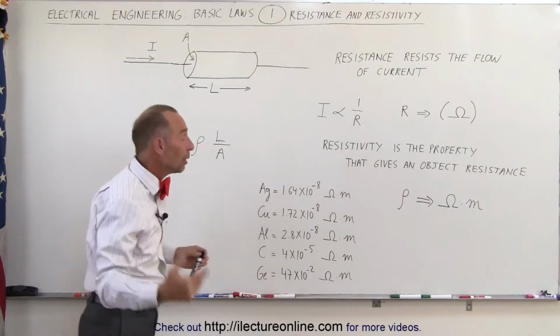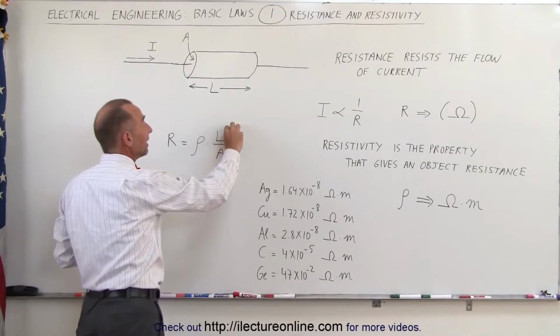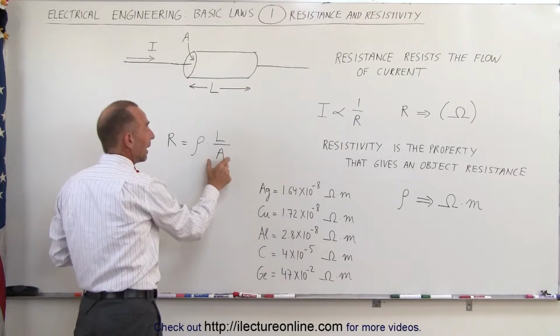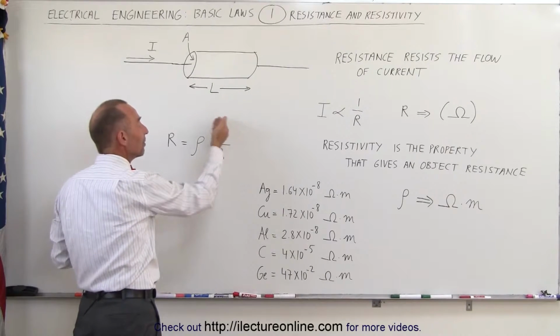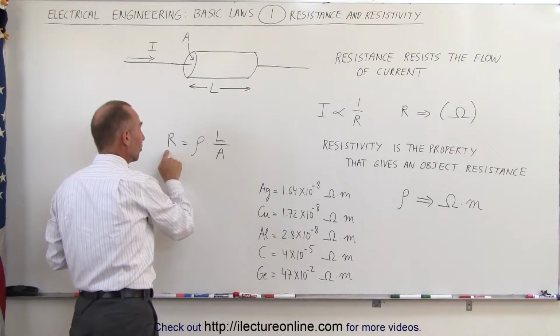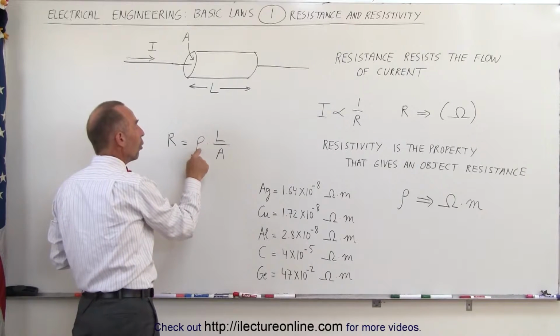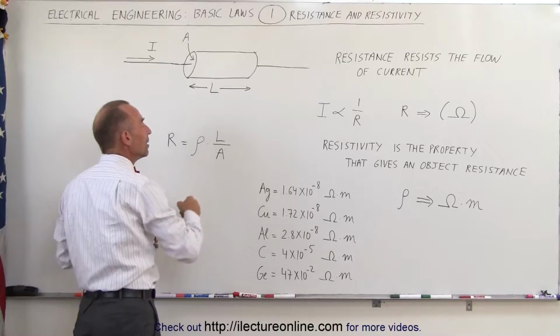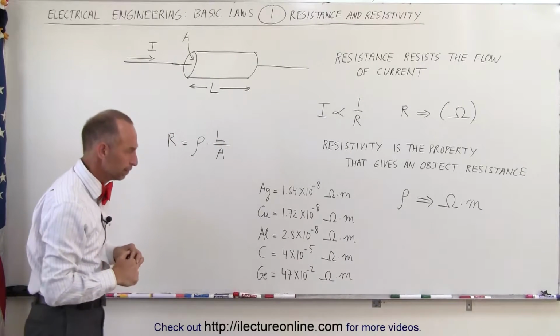The reason why we need it to be ohms times meters is because length is meters to the first power and area is meters to the second power. We have to negate the concept of meters to get resistance, which is simply in ohms. So ohms times meters will negate the meters squared divided by meters.